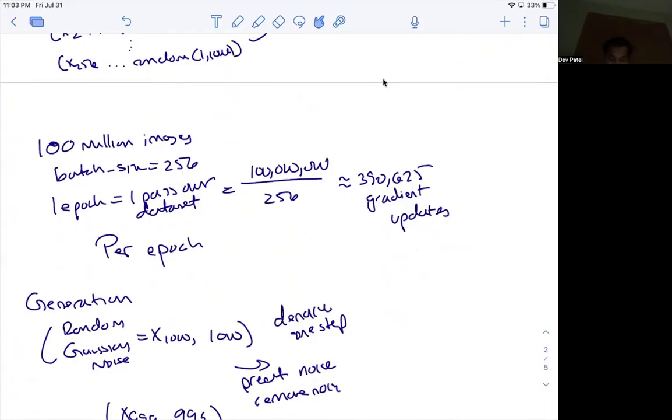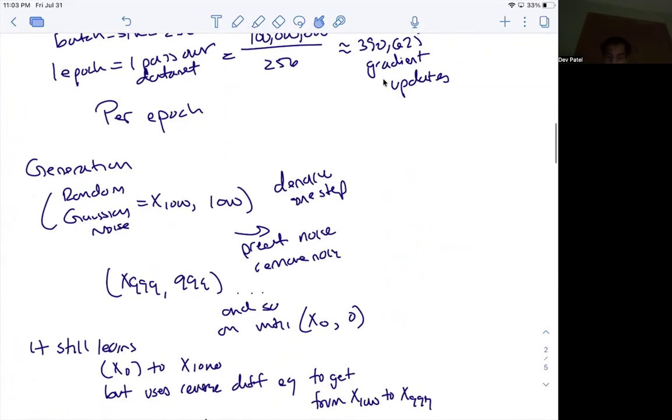And then at the generation phase, we start with random Gaussian noise, X1000. We predict what noise was added from the original image, or whatever the estimated original image is, and then we use this reverse diffusion equation to get the image, now that we know what the entire added noise was.